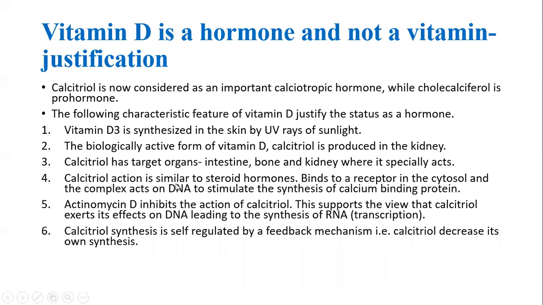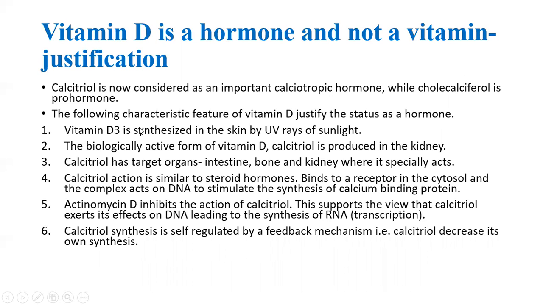Now we can discuss why vitamin D is a hormone and not a vitamin. Justifications: vitamin D acts as a hormone, not a vitamin. It is explained by various characteristics of vitamin D that resemble hormones. Calcitriol is considered an important calcitrophic hormone, and its prohormone is cholecalciferol. It acts as a prohormone. The following characteristics justify that vitamin D is a hormone.